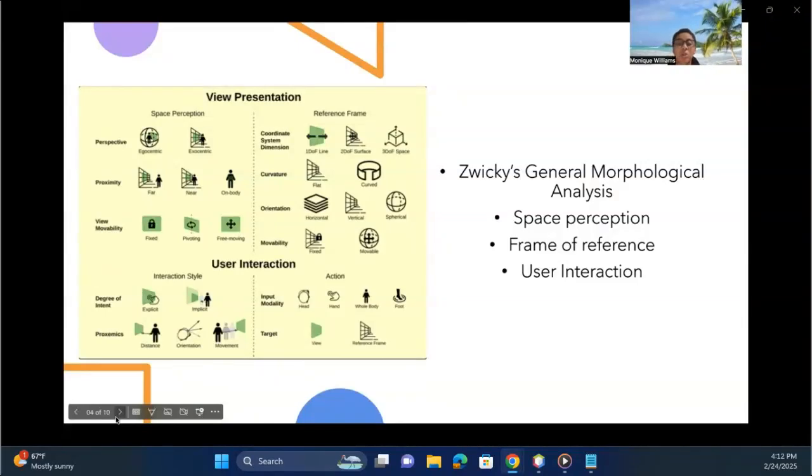And by doing that, they were able to create 3 main focuses, which were space perception, which you see in the picture here, that involves perspective, proximity, and view movability. Then they had frame of reference, which also includes coordinate system dimension, curvature, orientation, movability. And then they had user interaction, which includes, of course, degree of intent, proxemics, which again is the distance and space all around us and the movement within that, and action and target.